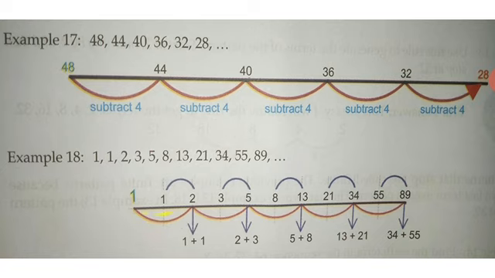1 plus 1 is 2. 2 plus 1, or 1 plus 2, is 3. Then 3 plus 2 is 5. 5 plus 3 is 8. 8 plus 5 is 13. 13 plus 8 is 21. 21 plus 13 is 34. 34 plus 21 is 55. 55 plus 34 is 89. So this one.